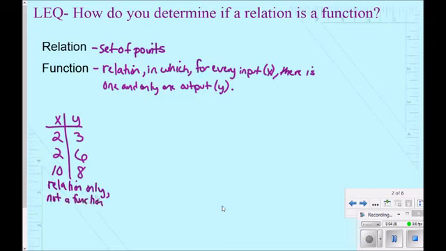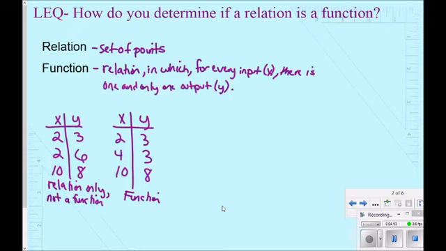So when you're given points and you're checking for whether it's a function or not, check the x column, and you should not have repeated x values unless you have a repeated x value with the exact same y value. So something like this. I'm checking the x column. I see all different x's. And so this is a function, which means it's also a relation, both function and relation.